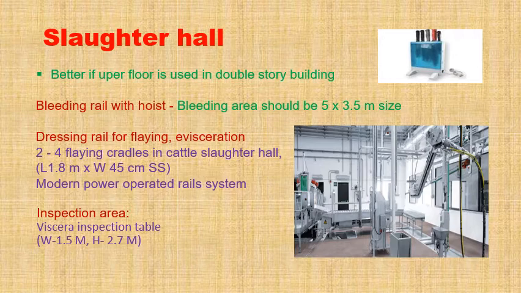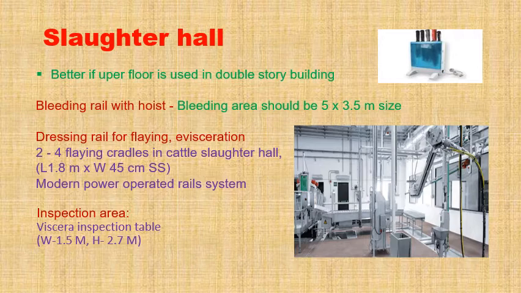In the bleeding area there will be a bleeding rail with hoist, and this area should be about 5 into 3.5 meter in size. A few more details about the bleeding rail I will tell later in a table. Then there is the dressing rail for flaying and evisceration, to remove the hides and to remove the organs. Sometimes there should be flaying cradles with a size of 1.8 meter length and 45 centimeter width, made of stainless steel. And there will be a modern power-operated rail system, whose height and other details I am going to tell later. Here the hides are removed and the evisceration is done on the rail.